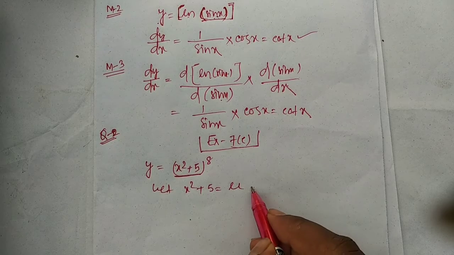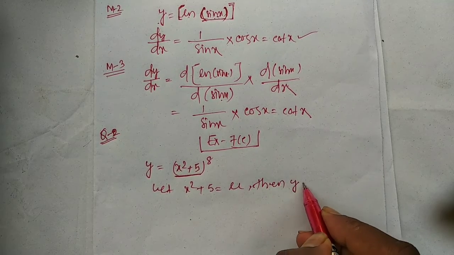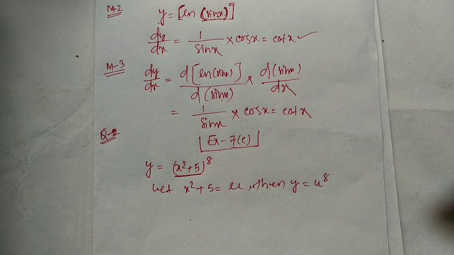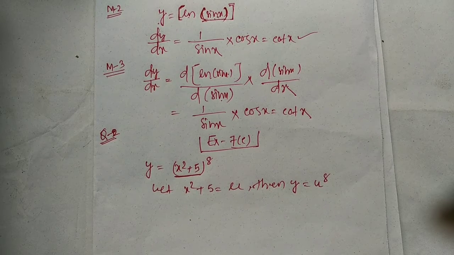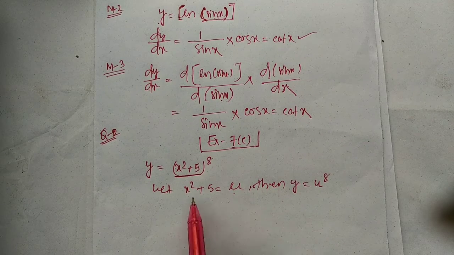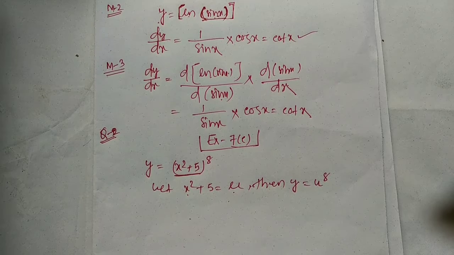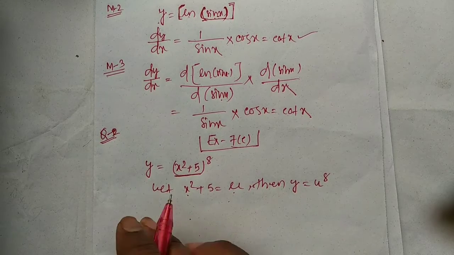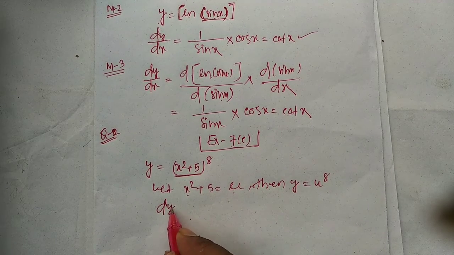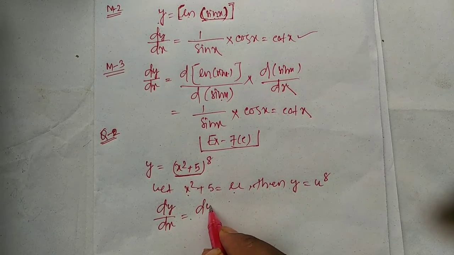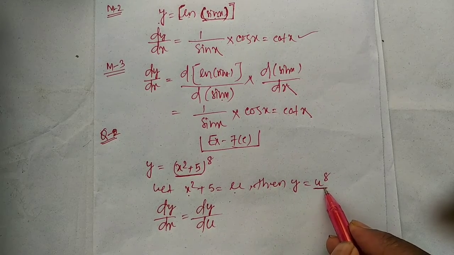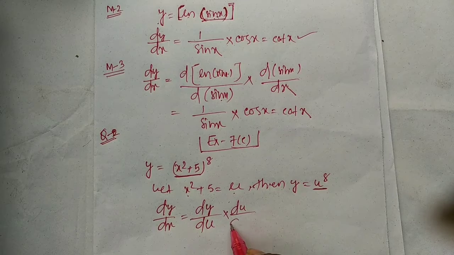Then y will be u to the power 8. So here y is a direct function of u, which means we can differentiate y with respect to u. And u is x square plus 5, a direct function of x, so we can differentiate u with respect to x. So applying the chain rule, dy by dx will be dy by du, because y is directly a function of u, times du by dx.